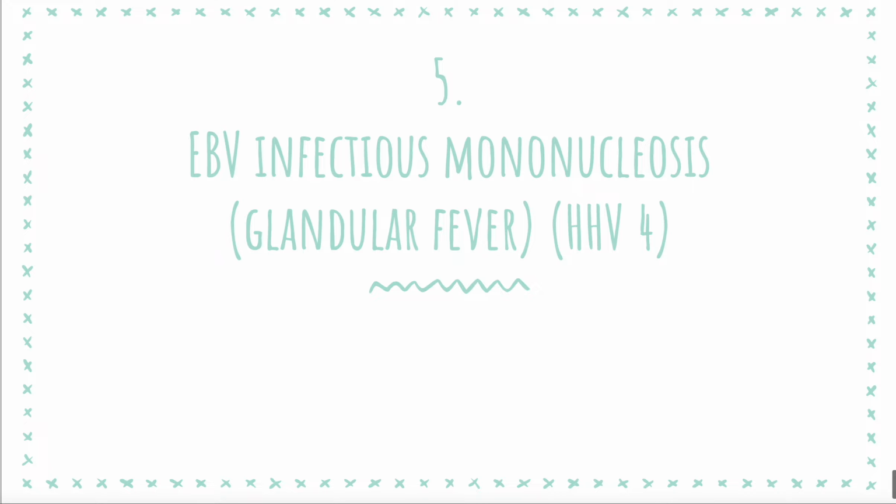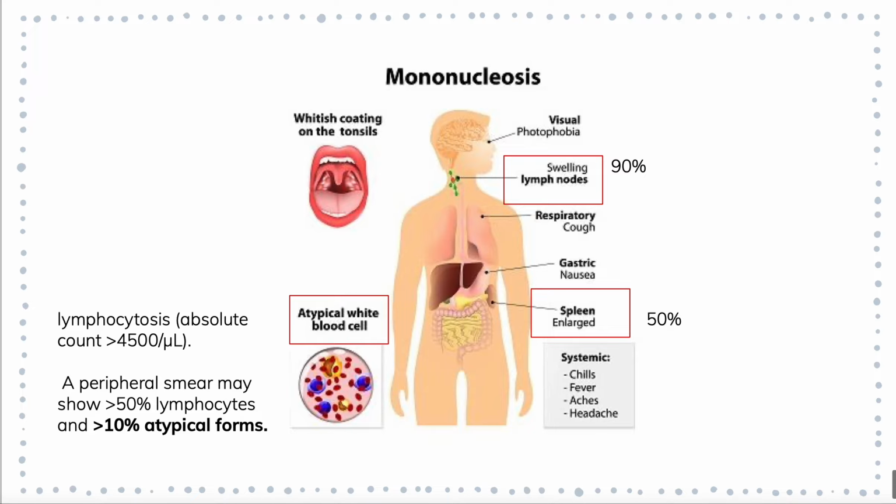Okay, our fifth entity is the Epstein-Barr virus, which is also known as infectious mononucleosis, or glandular fever, or human herpes type 4. Usually patients with Epstein-Barr virus present with, again, upper respiratory symptoms such as fever, congested throat, conjunctivitis, and photophobia. But an important thing that will help you in recognizing this entity is that they come with lymphadenopathy in 90% of patients, and with hepatosplenomegaly in 50% of them.